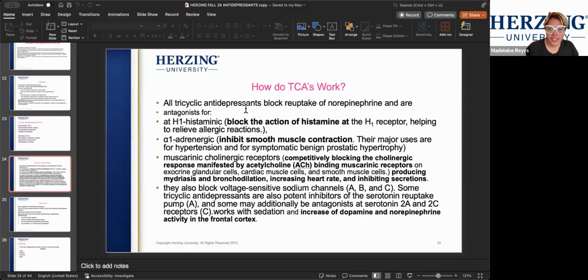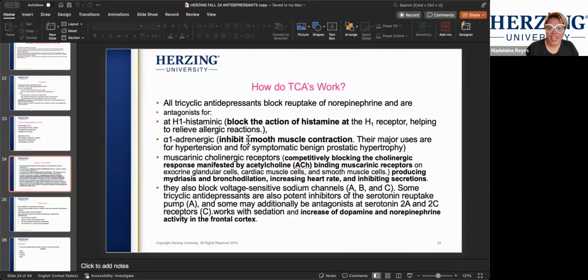So tricyclic antidepressants block reuptake of norepi and are antagonists of the histaminic receptor, the adrenergic receptor, and the muscarinic cholinergic receptor. So this is a different class of antidepressant that works very differently, and we also have to be very careful because of all the side effects it can cause. Being an antagonist of the H1 histaminic receptor blocks the action of histamine.